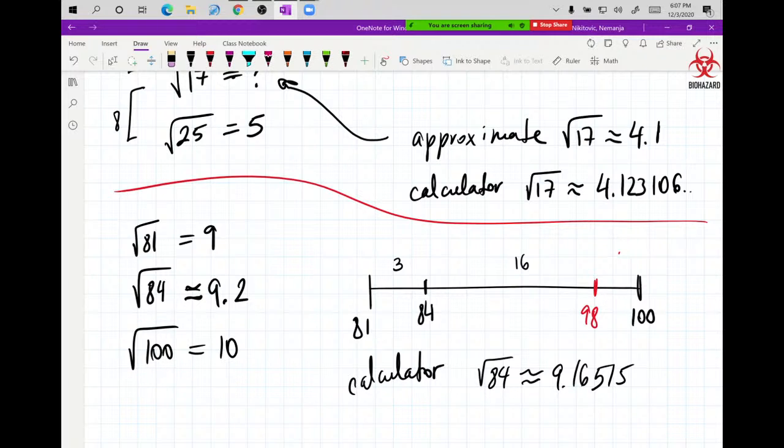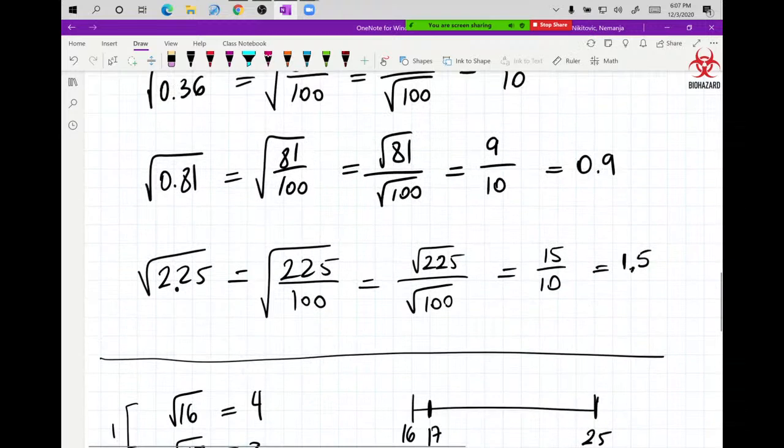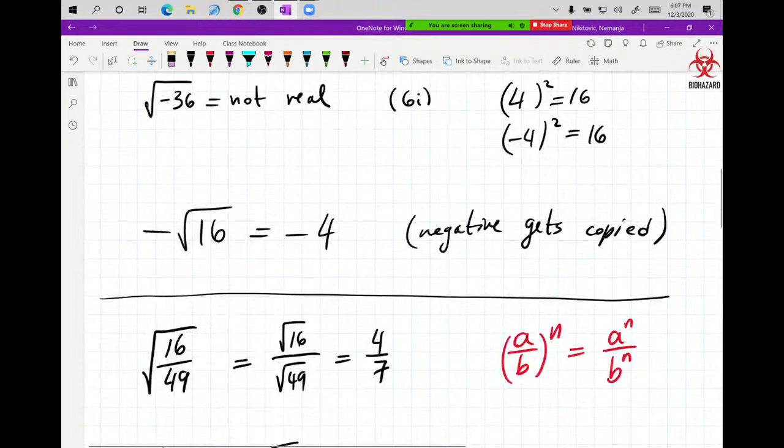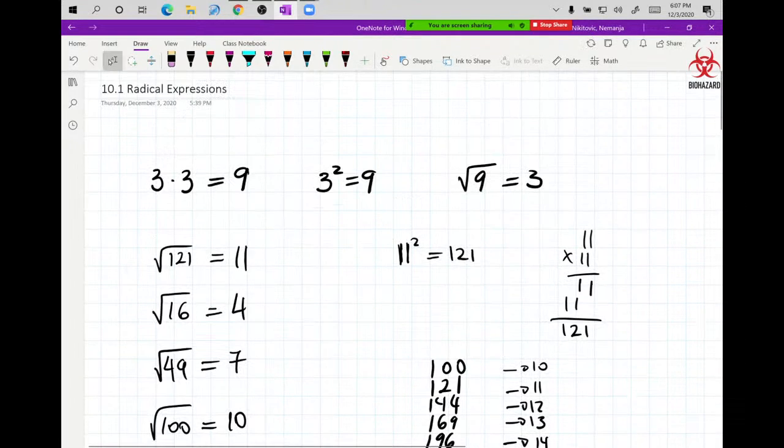So there's a lot of cool things that you can do like this. But we're not going into any of the algebra or anything like that. We're only dealing with computation with numbers. And that concludes radical expressions. Any questions, concerns about radical expressions? No? Okay, then bye. Do the homework.